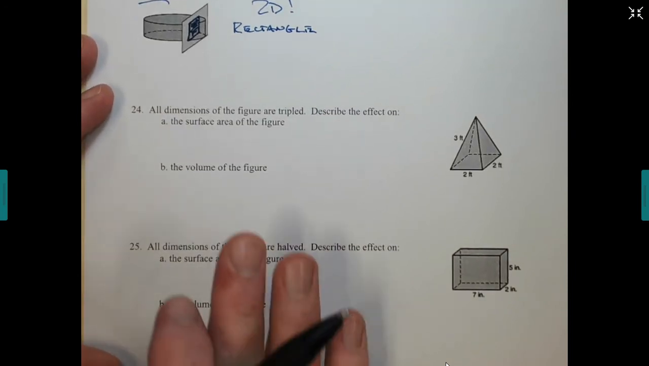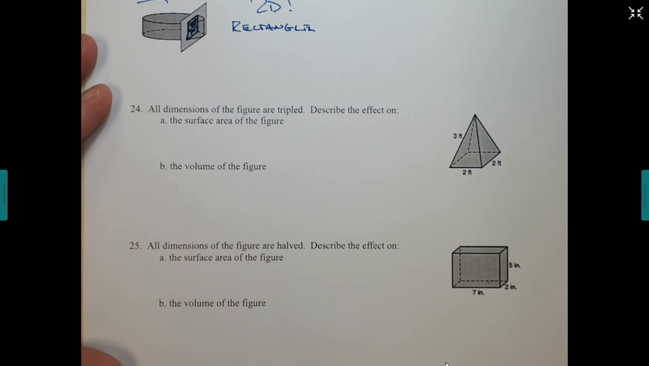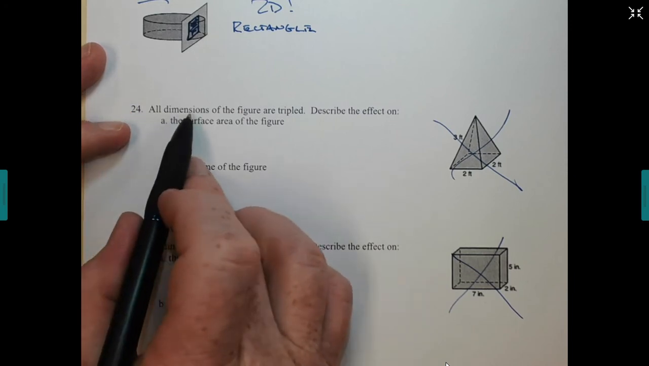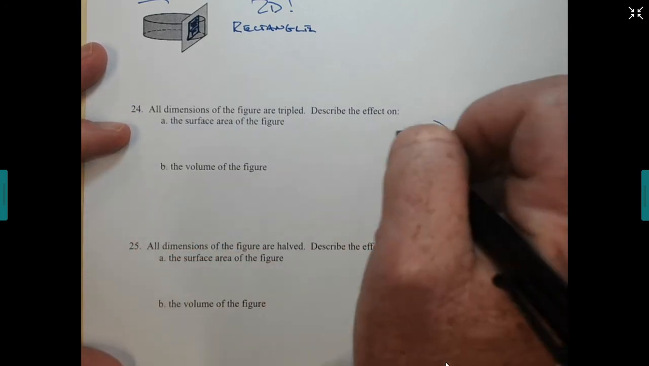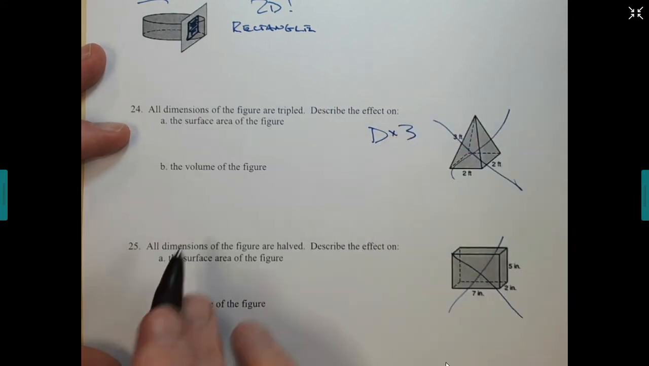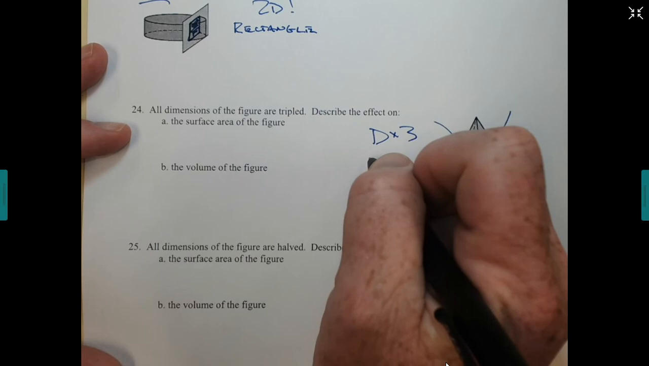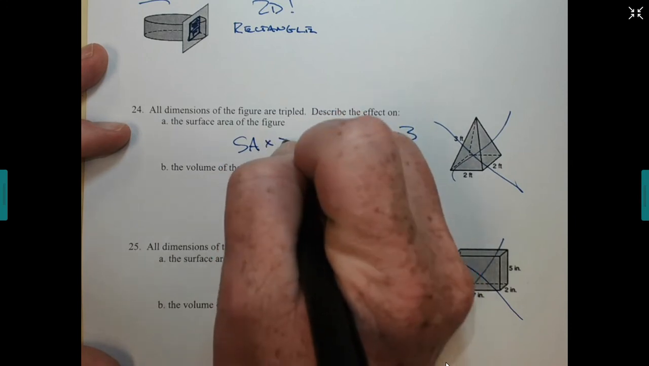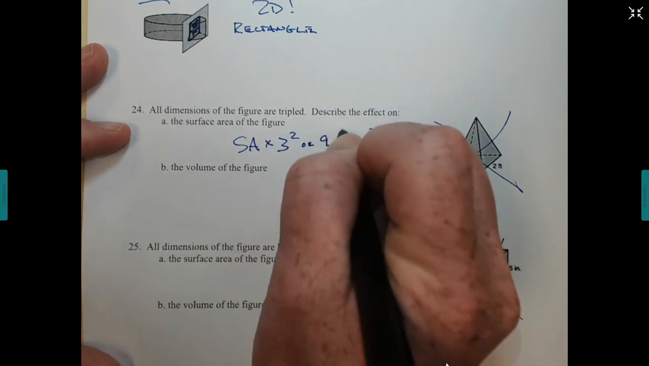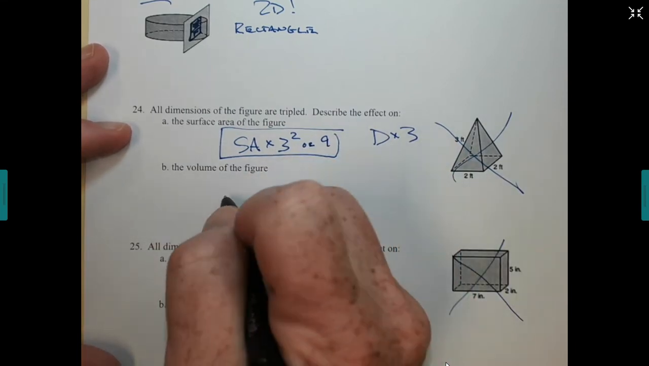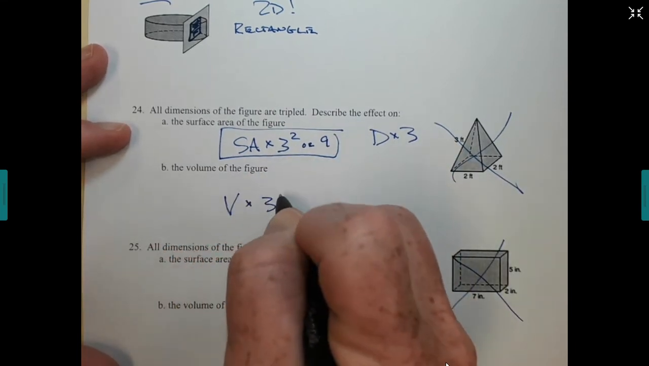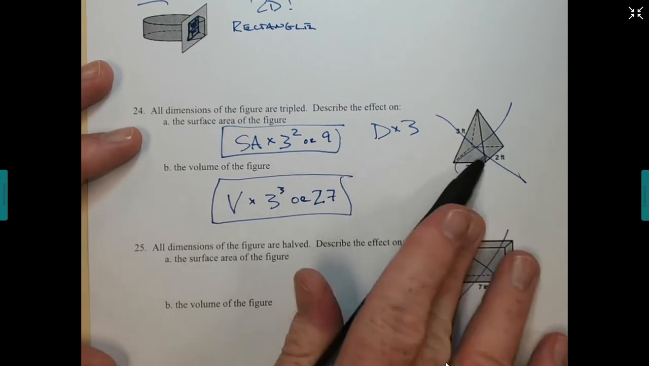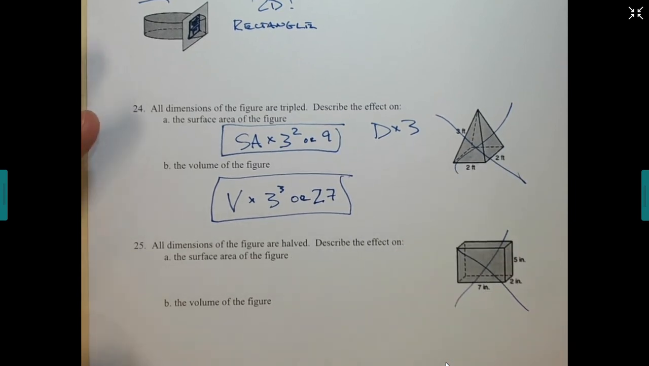All right, again, this is my favorite part. If you understand the concept, difficult concept that we talked about in class, we don't even need these objects. If all of the dimensions of a figure are tripled, area is a two-dimensional concept. When we move into surface area, we will square, we will say 3 squared or an answer of 9. When we move into volume, it becomes a three-dimensional idea. It's going to be 3 cubed or 27. Notice I did not need the object. That's the best part if you understand the concept really, really well.